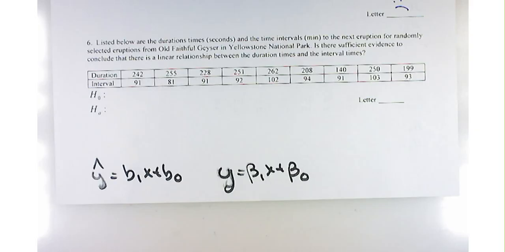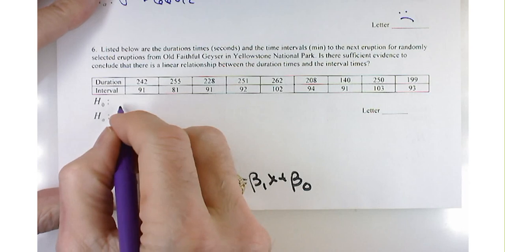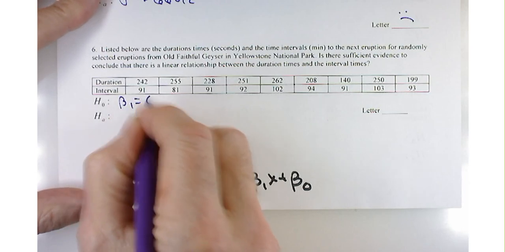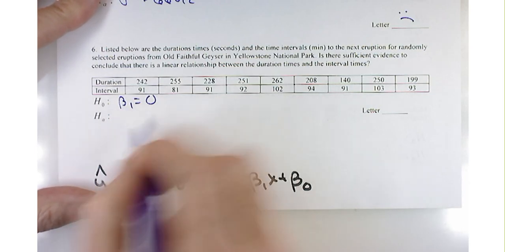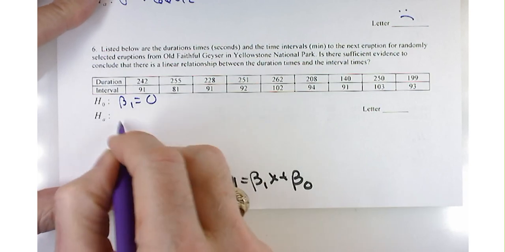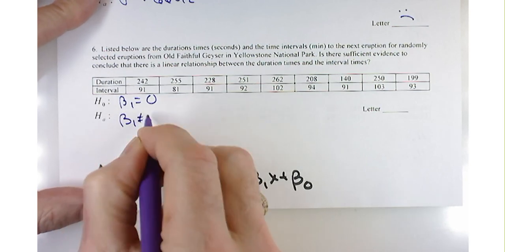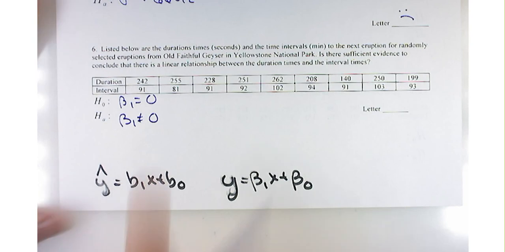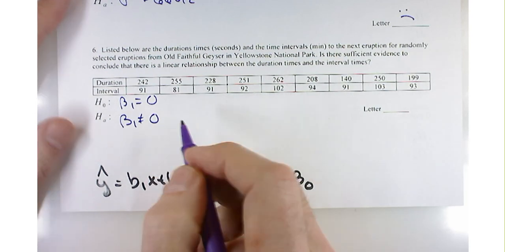So our null hypothesis here, at least the one that I'd like to see, is beta 1 is 0. There's no correlation, and beta 1 is not equal to 0. This means there is a linear relationship.